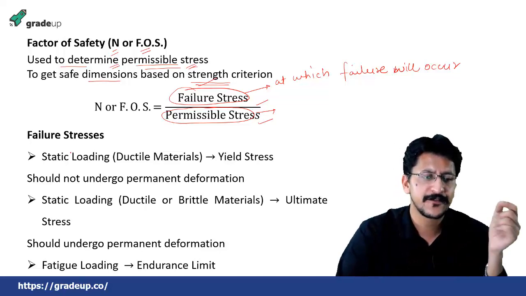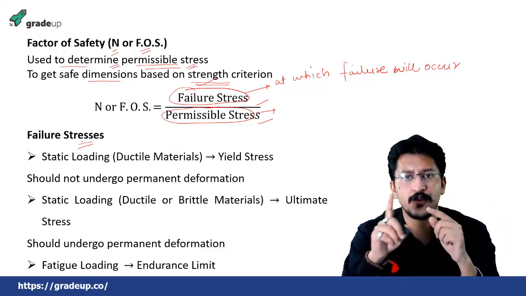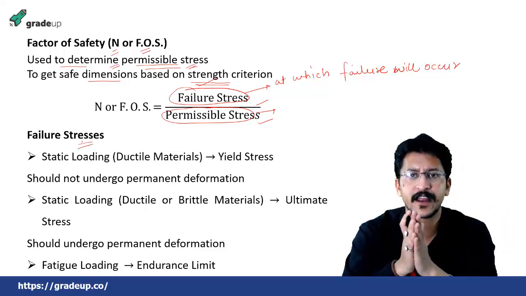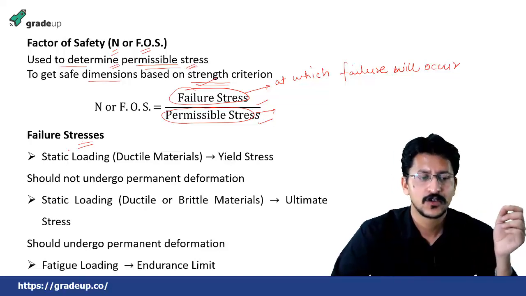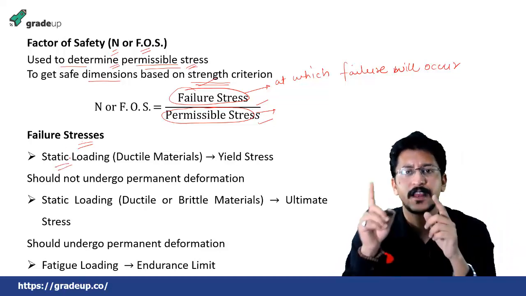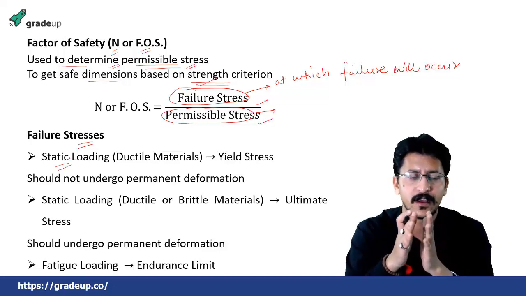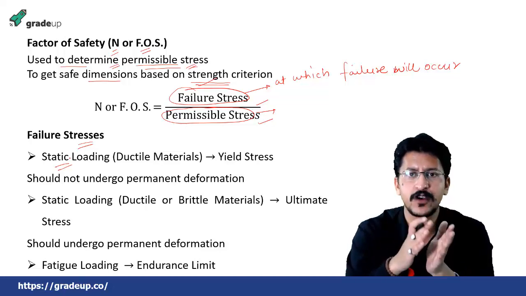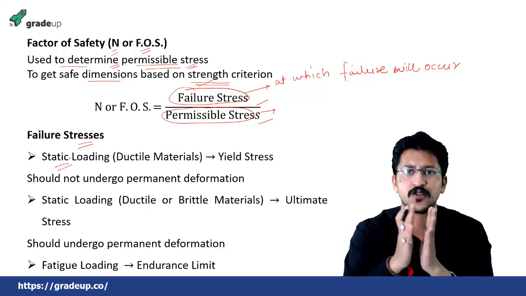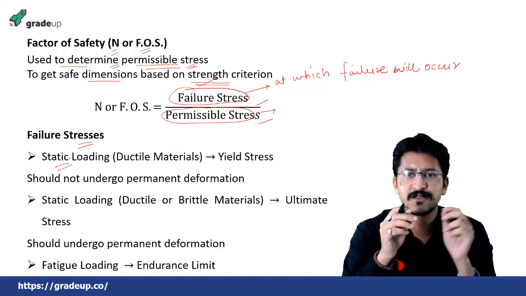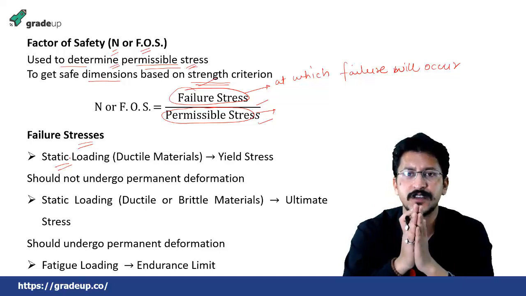Then what are the failure stresses in different kinds of loading and different kinds of material? For static loading, what is static loading? Static loading means it is constant in magnitude as well as direction. That means neither its magnitude nor its direction is changing with time.